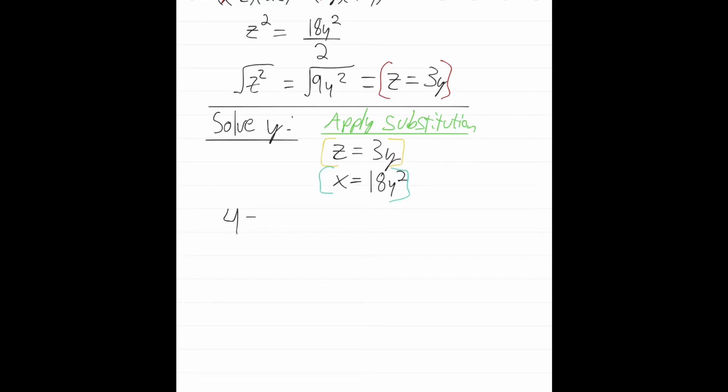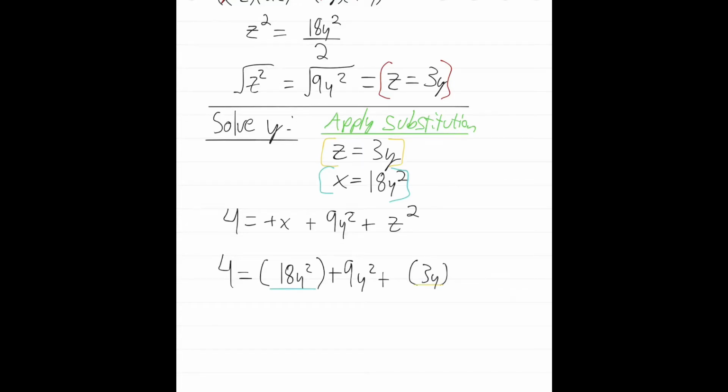And I'm going to color code my z substitution variable in yellow, and my x substitution I'm going to color code in teal. So I know positive 4 is equal to plus x plus 9y squared, and this is from partial lambda, plus z squared. So now what I do is, plus x, I'm going to substitute the x with plus 18y squared, and I'll underline it in teal, so that way you know it's a substitution going on, plus the 9y squared, no substitution needed because it's already in terms of y, and then plus z squared is equal to 3y squared.